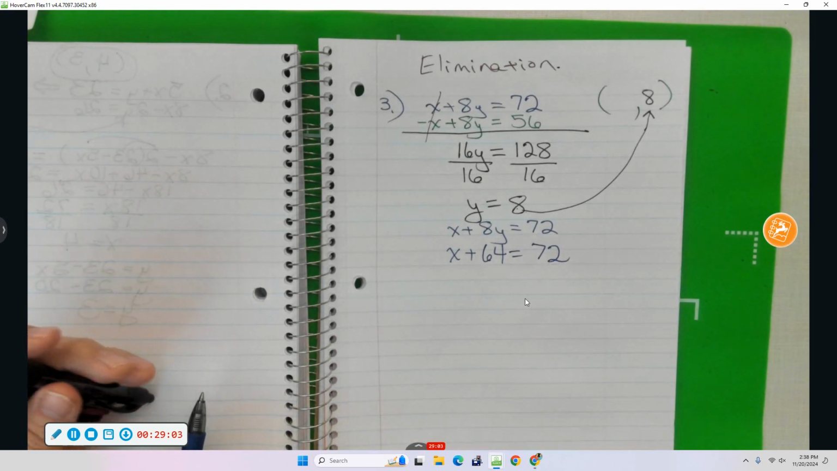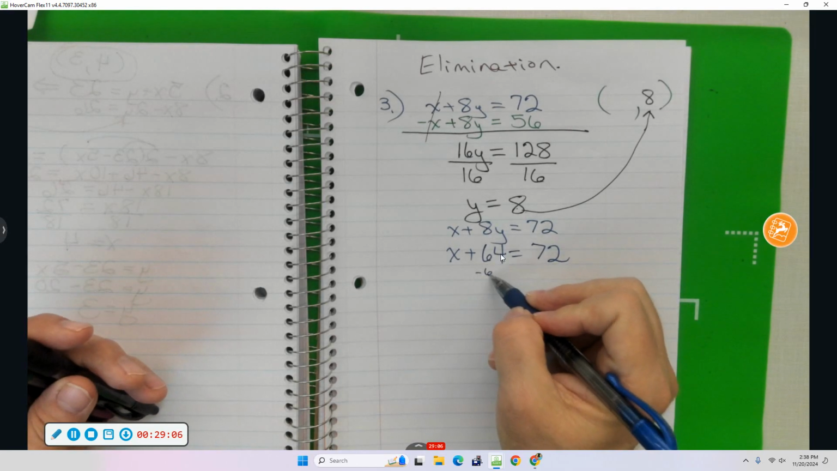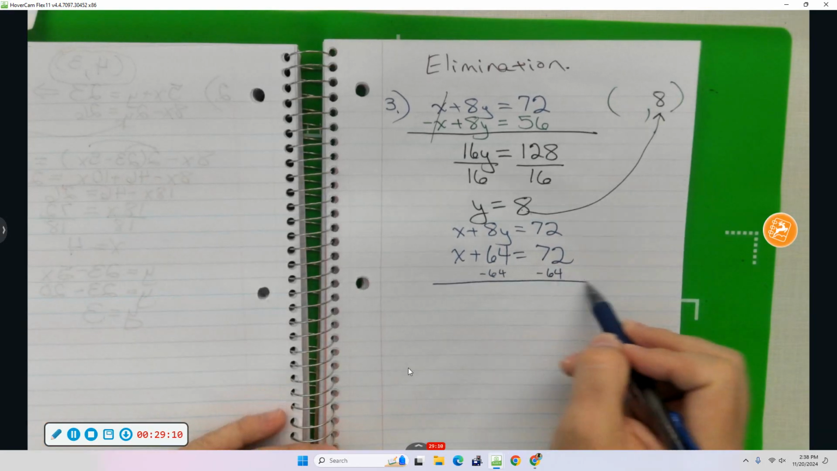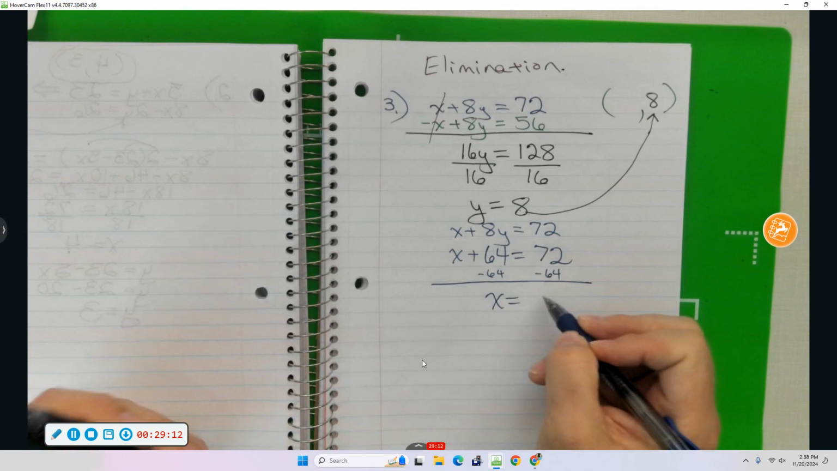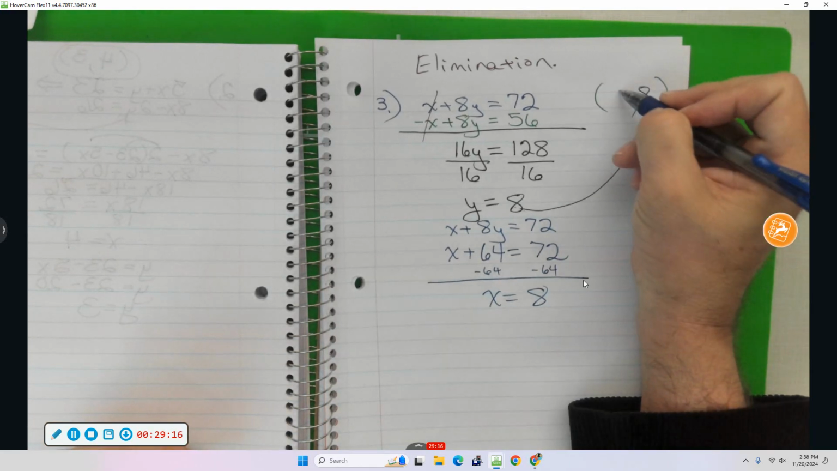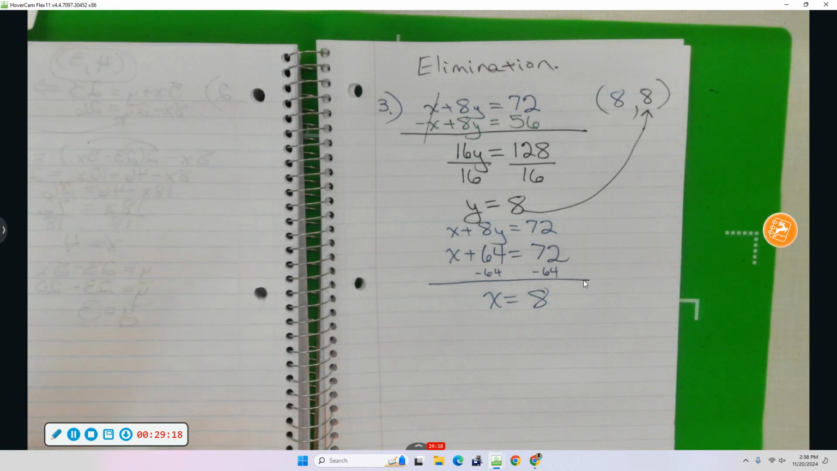And subtract 64, what's that going to give us for x? I guess that's not very interesting. Yeah, this isn't a good example. It looks like we're getting an x value of 8 as well. By no means are we saying it's always going to work out like that. That's just a coincidence, the 8, 8.